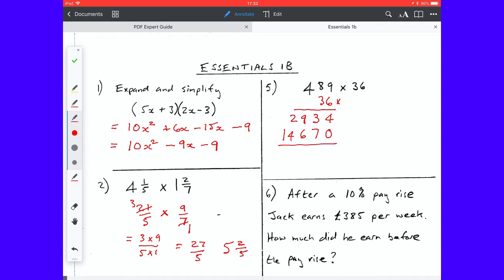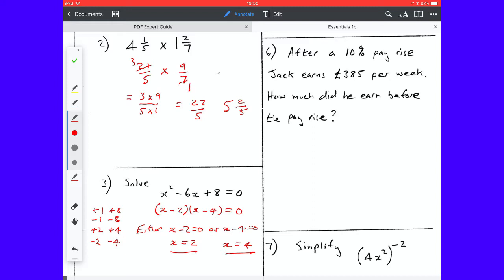Add these together. Then we've got 6 lots of 489 plus 30 lots of 489 gives us 36 lots of 489. 4 plus 0 is 4, 7 plus 3 is 10, carry the 1. 9 and 6 is 15 and 1 is 16, carry the 1. 2 and 4 is 6 and 1 makes 7. Answer: 17,604.